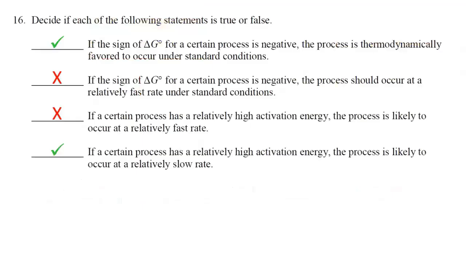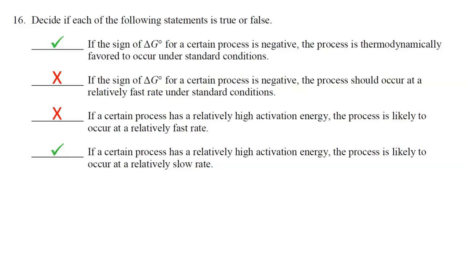Now let's go ahead and finish up question 16. So if a certain process has a relatively high activation energy, then the process is likely to occur at a slow rate, not fast, but slow. So high activation energy, slow rate. That's why sometimes, even though a process is thermodynamically favored, if it has a relatively high activation energy, then it might be that that process occurs so slowly that you don't see anything happening or nothing is measurable.